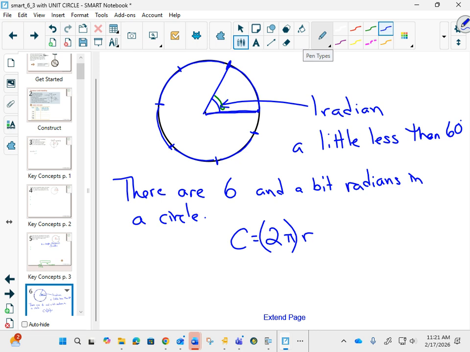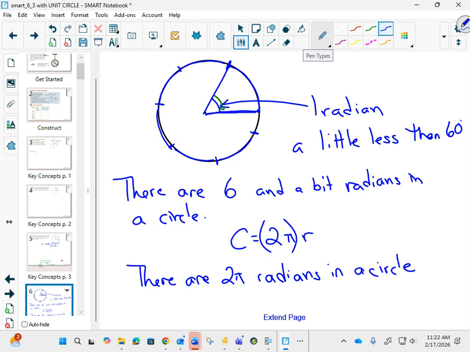6.28, it sounds more accurate now. 6.28 radians in one circle. So more exactly, there are 2 pi radians in every circle. Doesn't matter how big or how small the circle is, it's 2 pi. And this is why radians are considered a better measurement than degrees.